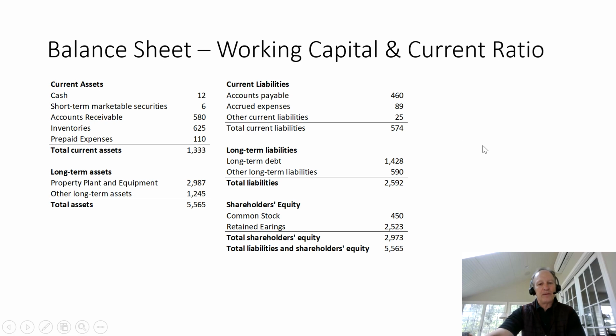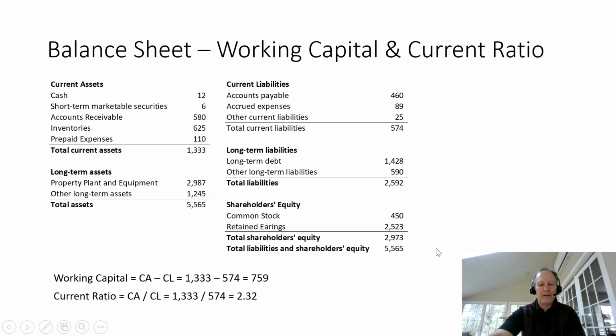So working capital is simply your current assets minus your current liabilities. And so you just take this number here, current assets 1333, and you subtract out 574, and that gives you your working capital. And then your current ratio is simply the division between those. It's current assets divided by current liabilities. And that number here is 2.32. Generally, firms like to see that number at 1 or greater.